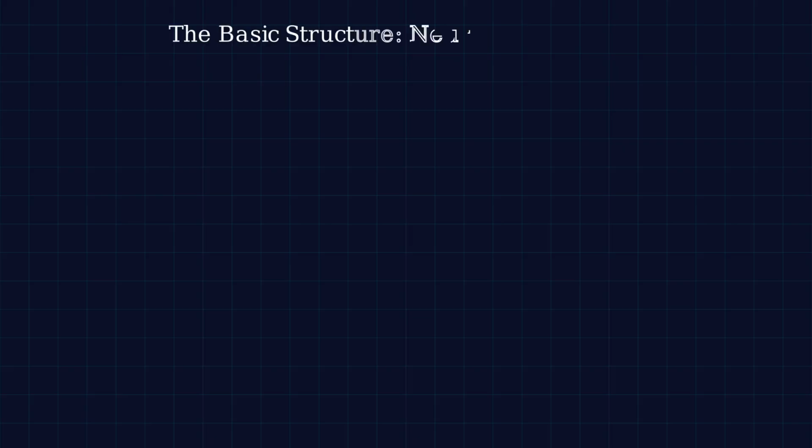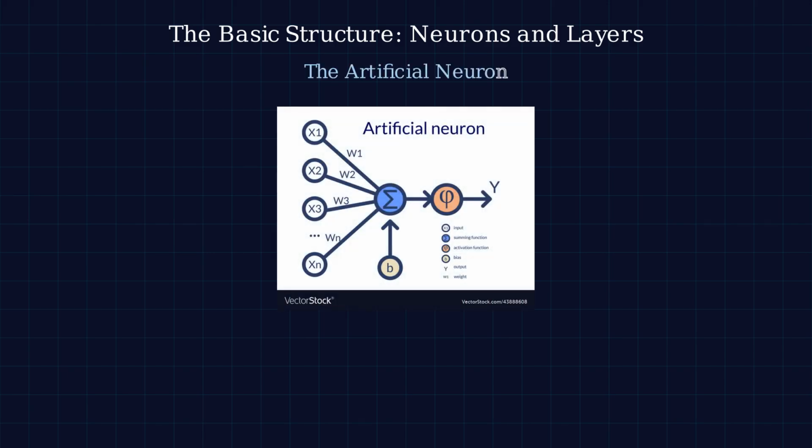Let's break down the structure of neural networks by examining their fundamental building blocks: neurons and layers. The basic building block of a neural network is the artificial neuron. Each neuron receives inputs, multiplies them by corresponding weights, sums them up, and applies an activation function. Weights determine the strength of connections between neurons. Each input gets multiplied by its corresponding weight.